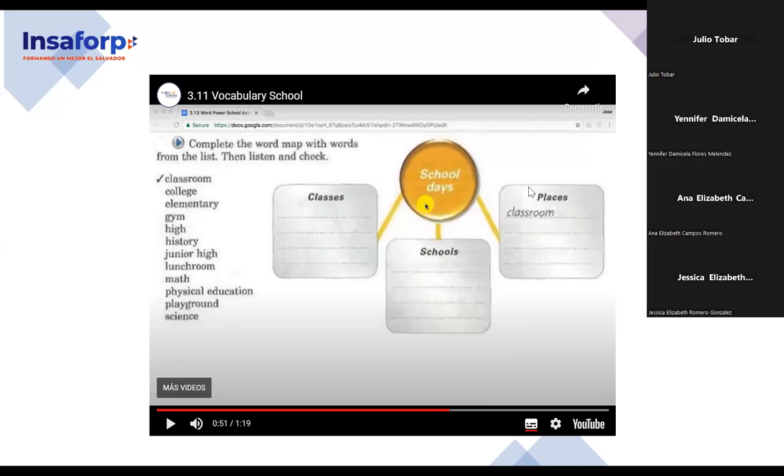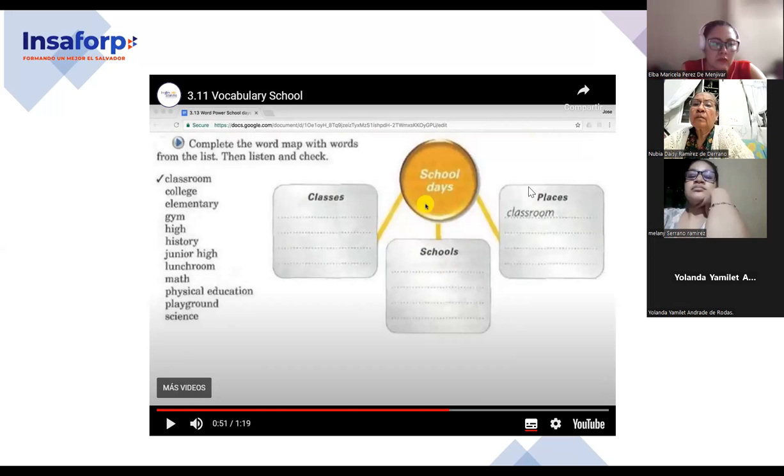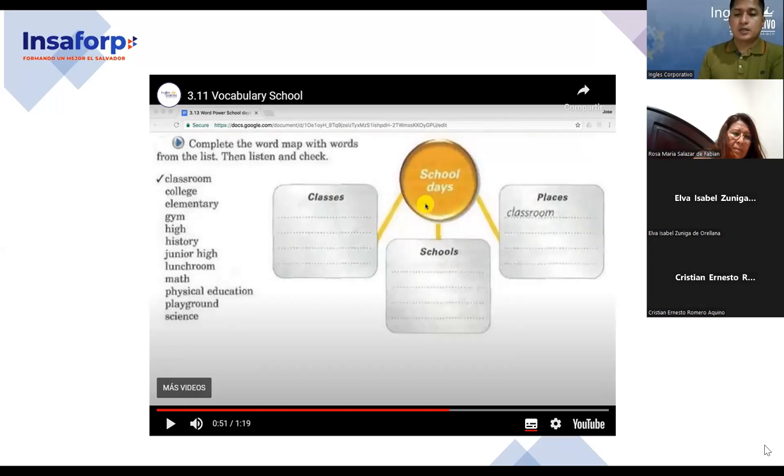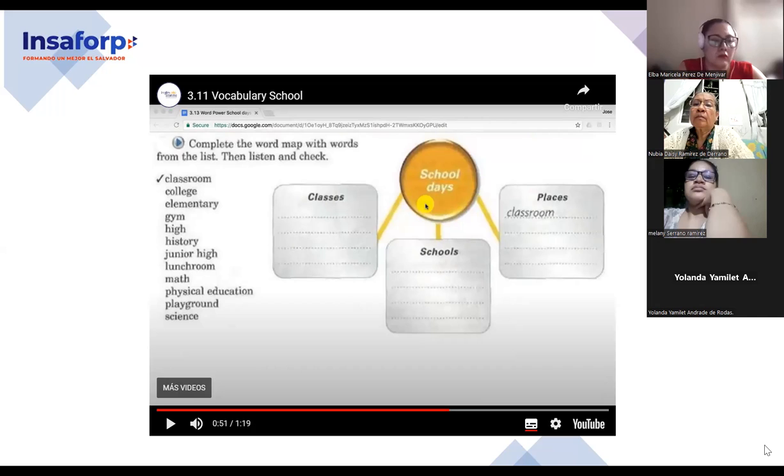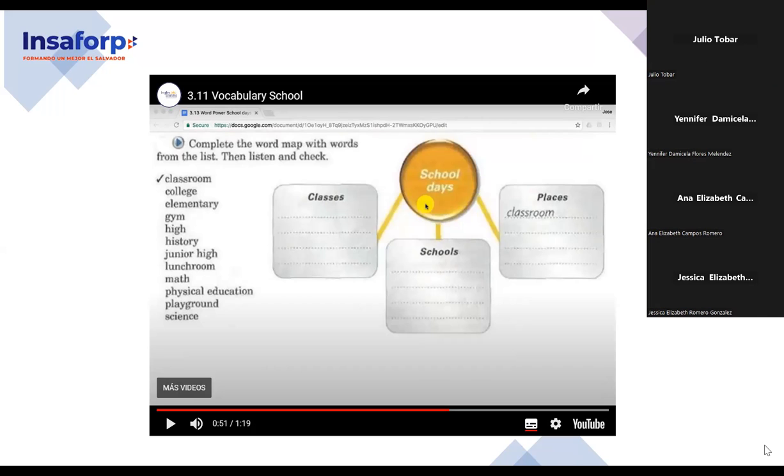So I need you to categorize that vocabulary. This is one way that you can learn vocabulary by using categories, right? So to discriminate the kind of vocabulary that you have available here, and you use that according to the context, okay? So this is the way you can do it, okay?